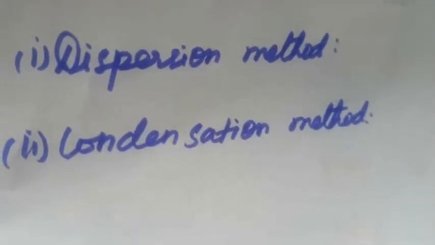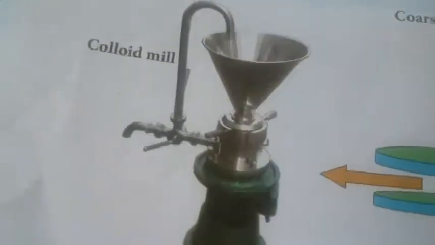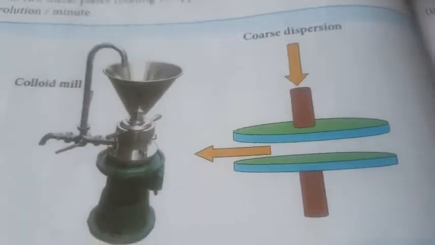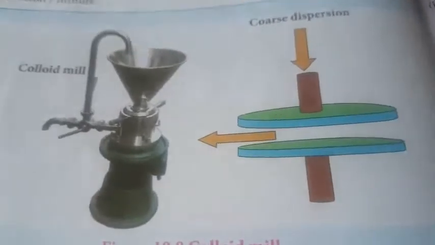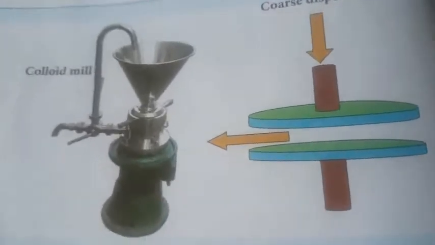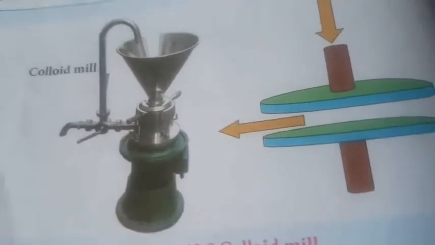So the first one is the dispersion method. What is meant by dispersion method? I will show one diagram. Okay, so this is the diagram. This dispersion method is called the colloidal mill. It is also called mechanical dispersion. What is the meaning of that? In the colloidal mill, the solid is ground to colloidal dimension.